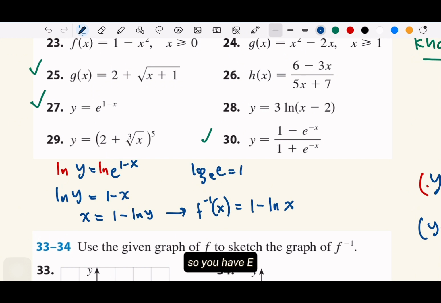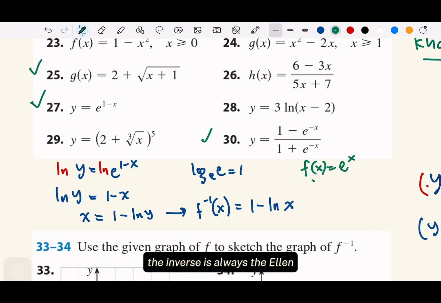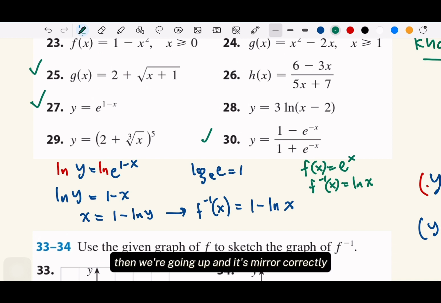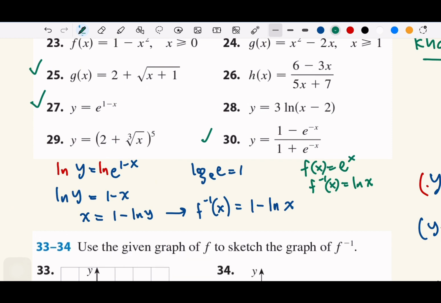So if you have e to the x, the inverse is always the ln. And how to prove that? You can prove it maybe using the graphs. e to the x going up and ln going up, and they are mirrored perfectly across y equals x. Okay, that's the first one.